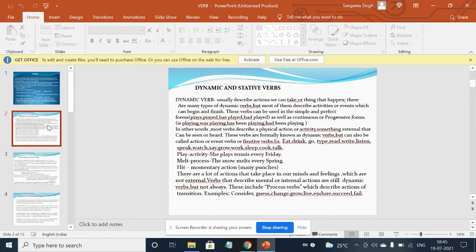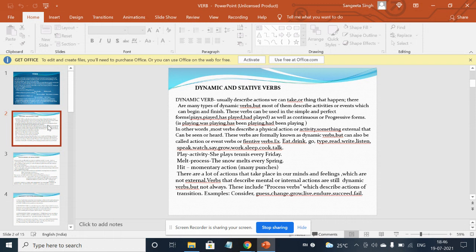In other words, most verbs describe a physical action or activity, something external that can be seen or heard. These verbs are formally known as dynamic verbs but can also be called action or event verbs or fientive verbs. Means dynamic verbs are also called action verbs, event verbs, or fientive verbs. Example: eat, drink, go, type, read, write, listen, speak, watch, say, grow, work, sleep, cook, talk, play, show, activity.